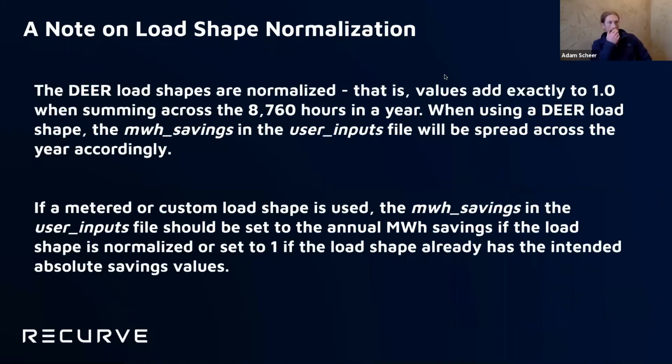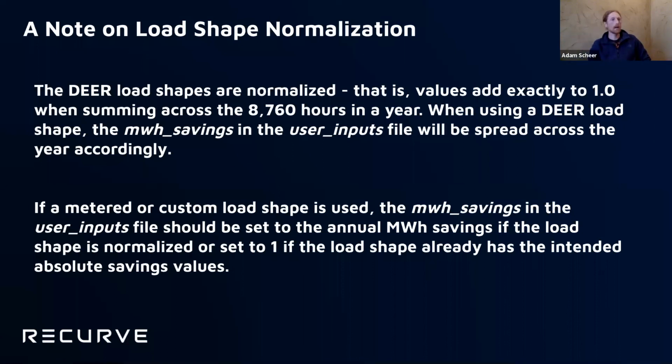And then finally, just a note on load shape normalization. The DEER load shapes are all normalized, meaning if you add them all up across all 8760 hours of the year, you get a value of 1.0. And because they're normalized, when you then include a megawatt hour savings or if it's kilowatt hour savings in the CET, then those savings get distributed across that 8760 profile according to how the DEER load shape weights each hour of the year.